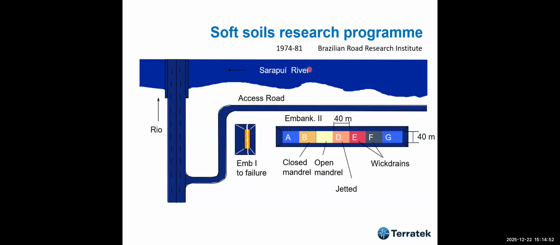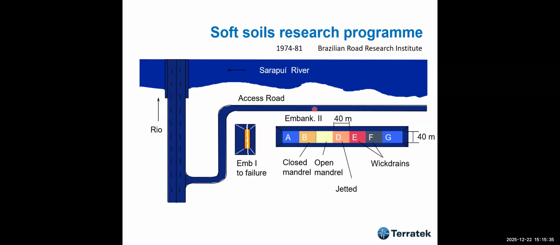This is Sarapuí River. And very close to this, I did a lot of site investigation in a big area until we found this area, which had 11 meters deep soft clay. And this was the first embankment which was taken to failure. The second embankment was built in order to test the ground improvement methods which were available at this time, early stages. And then we also did access roads to build this embankment too. And we used geosynthetics in different ways here.